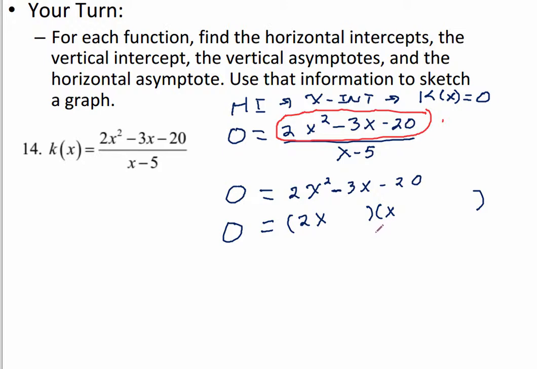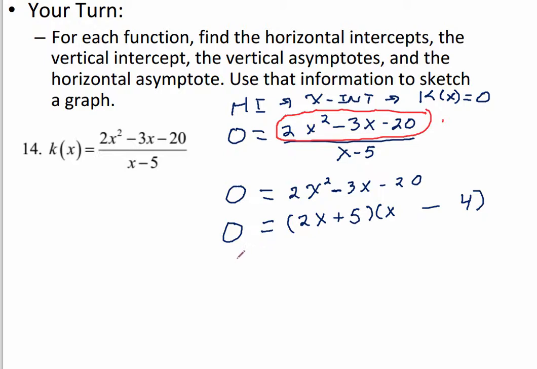So 20 would be what? 4 and a 5. So let's see, if I put a 4 over here, put a minus there, and put a plus here, and put a 5. Let's check that. That gets me 5x minus 8x, which gets me negative 3x. Yep, it factored. Okay, sweet.